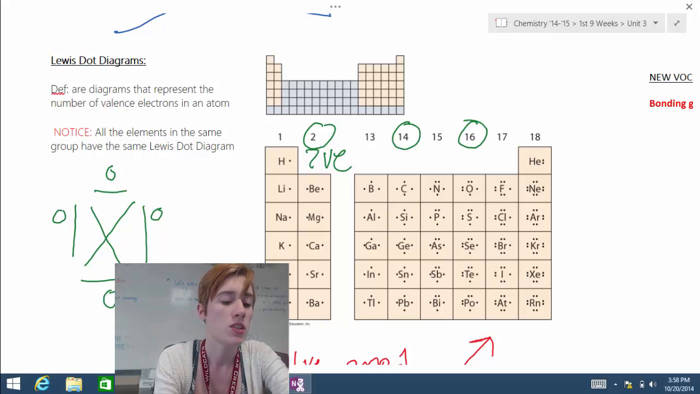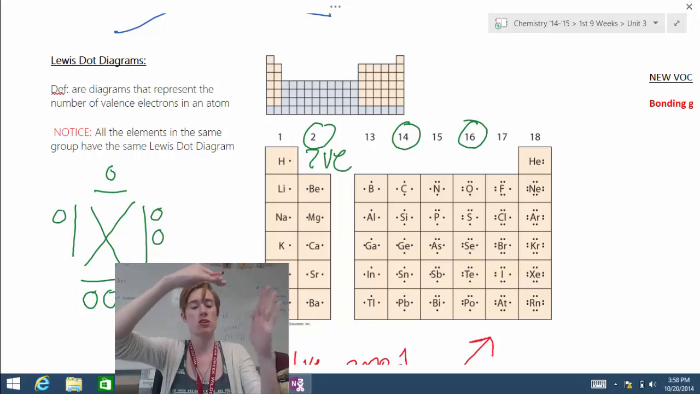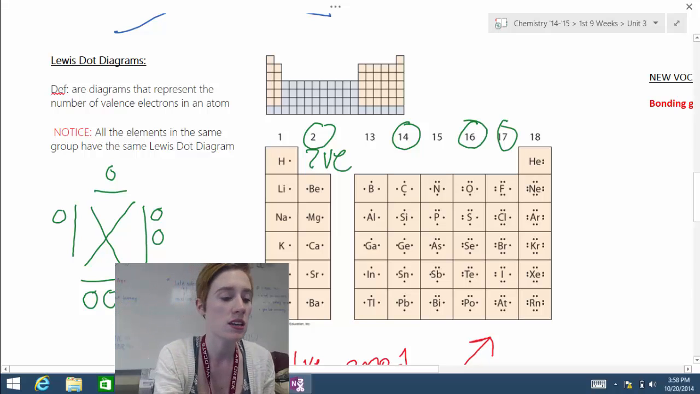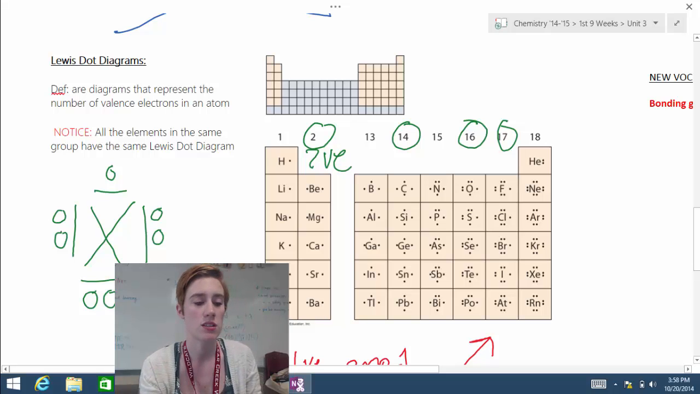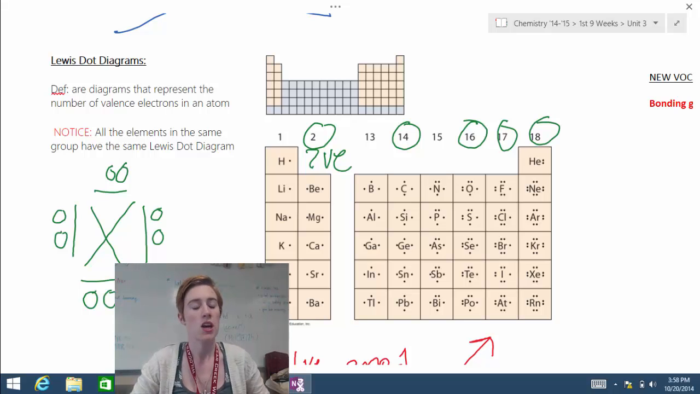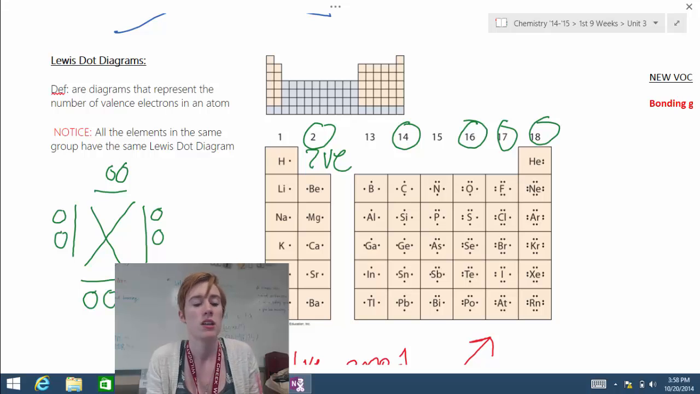So that's 4, this is 5, and this is 6. So 2 sides are going to be paired up, and 2 sides are going to be singles. Okay, that's 6 dots. Group 17, I should only have 1 dot that's free, because see, now I have 7 dots. Group 18 is the only group where all of the dots are paired up. So that's called a Lewis dot diagram. It's really easy. You just figure out how many valence electrons there are, and then draw them around your element symbol like it's a box.